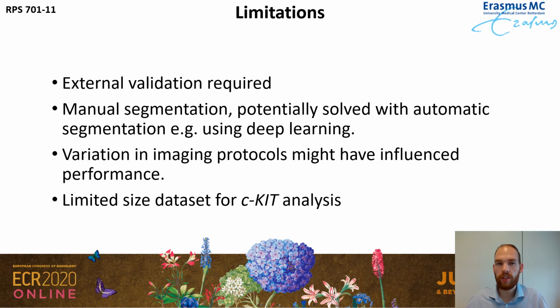Of course, the study also has several limitations. First, while we did use a multicenter CT dataset, we did not truly externally validate our findings, which would be very valid to do. Second, our model currently relies on manual segmentations, which is not feasible in clinical practice. This may be solved by using an automatic method, for example using deep learning. Third, there was this variation in our imaging protocols, which might have affected our performance. And last but not least, we could not determine the c-KIT mutation, but it might be due to the limited size of our dataset for the c-KIT mutation.